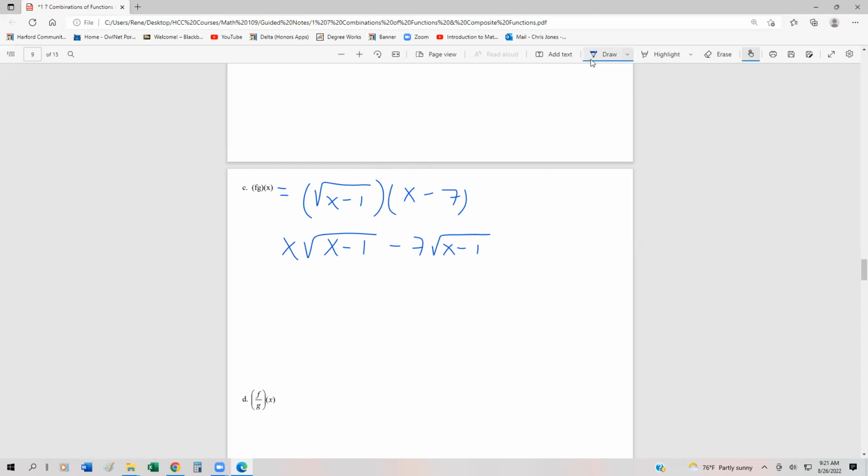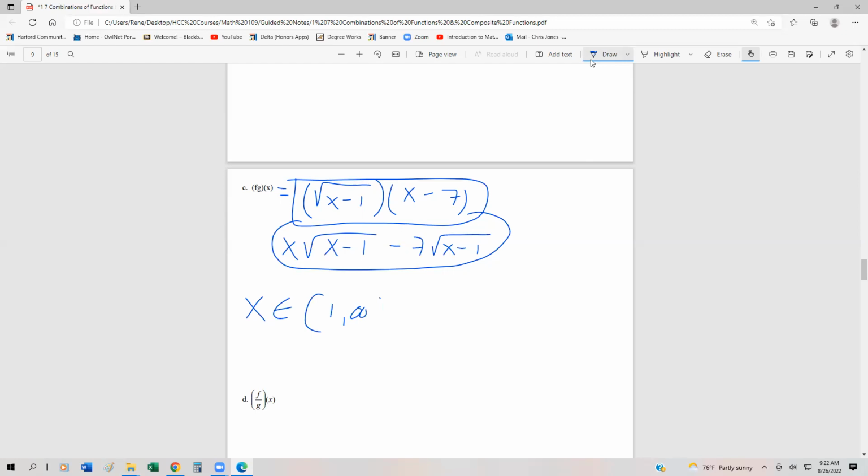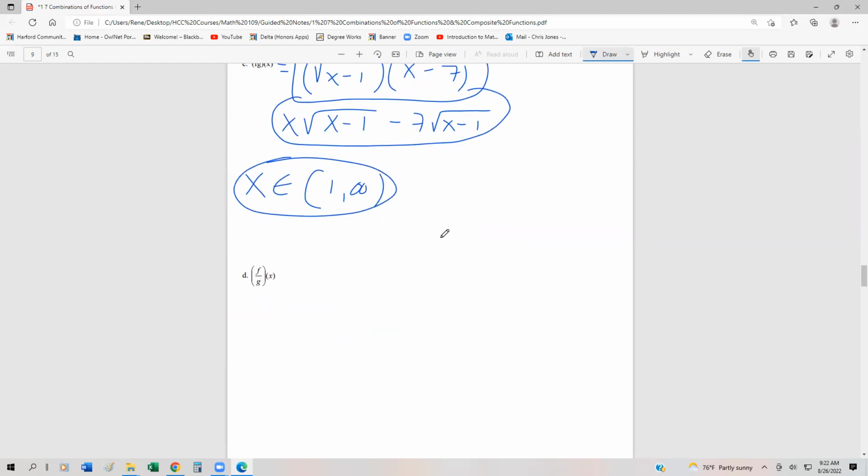It doesn't really add any value for us, at least initially, that I can foresee, where we go through and multiply it. So this would be an acceptable answer. Once again, we still have that x minus 1 in there under the radical. And so our domain is going to be x as an element from 1 to infinity. Okay, so far so good. Not too bad. Last one we have is f divided by g.